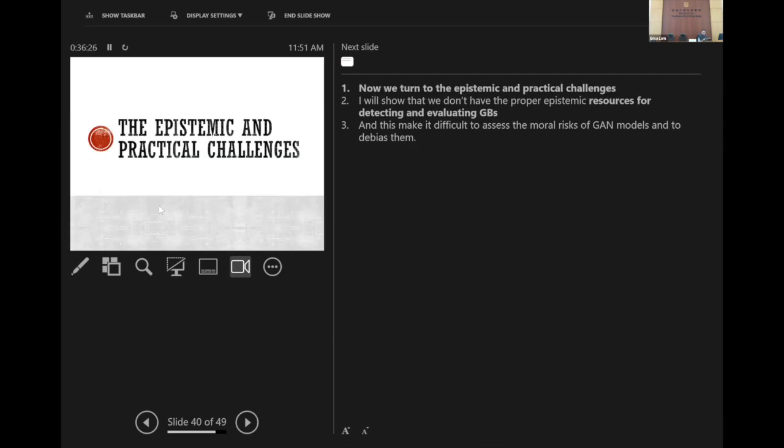Now, let me turn to the final section of this paper, which is the epistemic and practical challenge posed by these generative models. Here, I will show that we really don't have the proper epistemic resources to detect and evaluate generative bias. And this makes it very difficult for us to assess the moral risk of GAN models and to debias them as well.